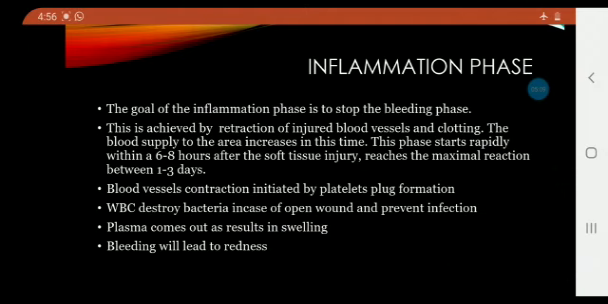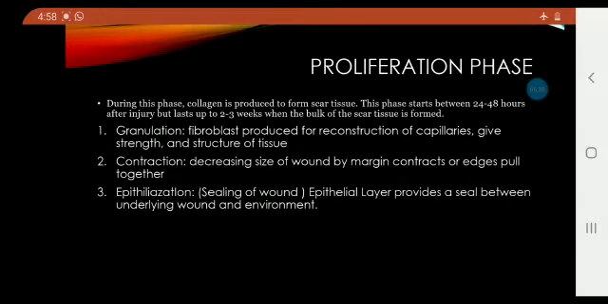Wound healing is a result of plasma coming out in that particular area, which will give a little swelling. The signs of wound healing are redness, and there will be swelling in that area, and a little warmness in that injured area.